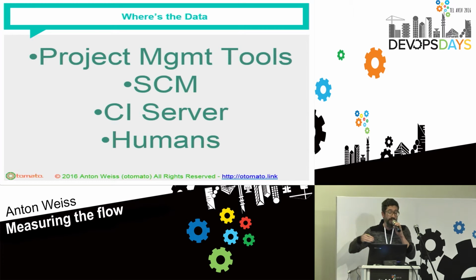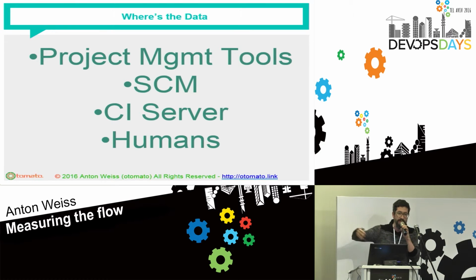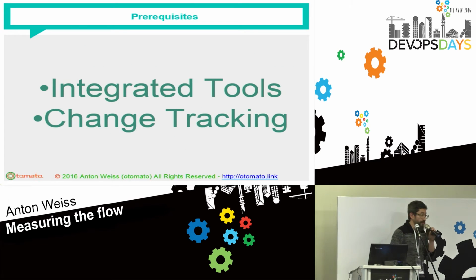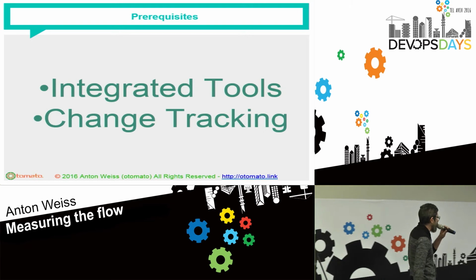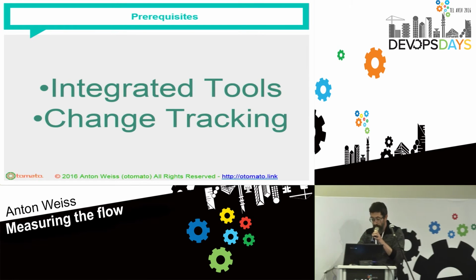Okay, so where do we collect all this data? We, of course, start with project management tools, then source control tools and the CI server, and we need humans to input this data, because otherwise it won't be anywhere. And we need, of course, our tools to be integrated. We need to be able to track all our changes across all the tools.